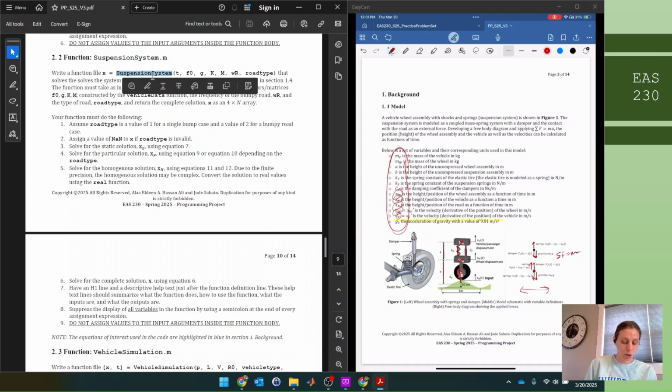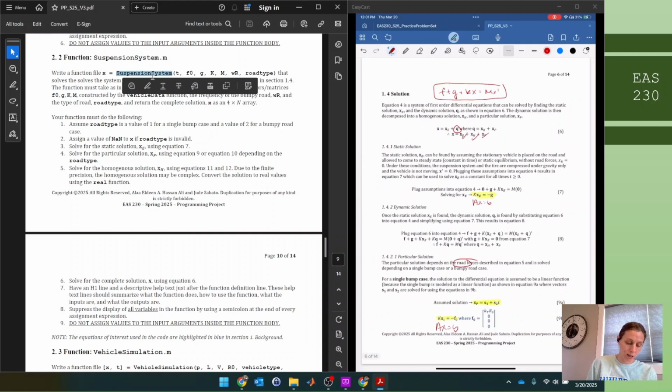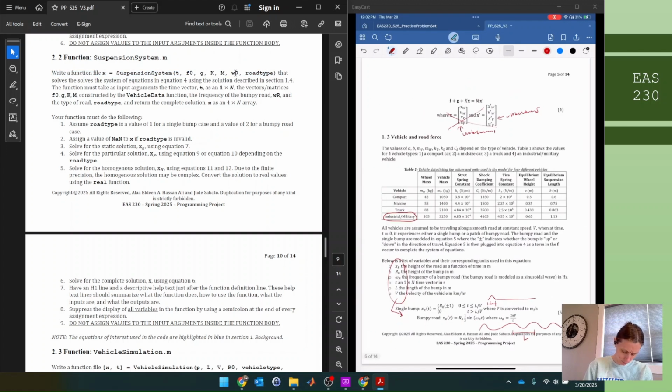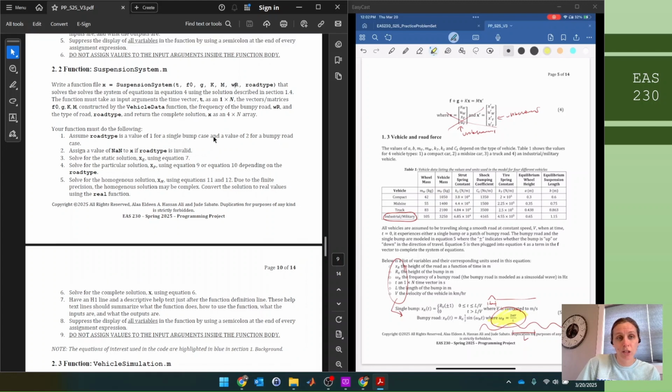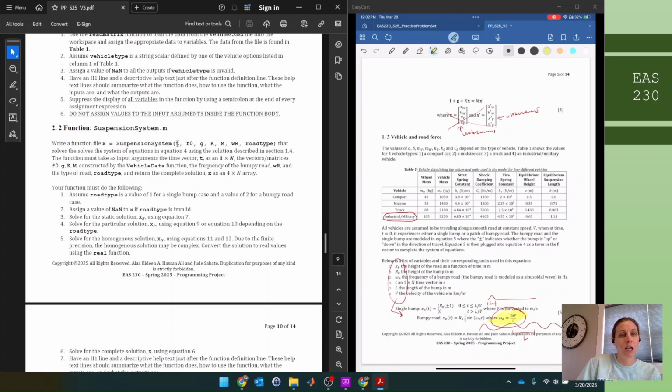So that's where you get the suspension system, solving your solution. Okay, so it takes in your road type, this piece right here, which pertains to a bumpy road. It takes in the matrices you constructed with your vehicle data and your time vector. Okay, you'll use all of that to solve for x.